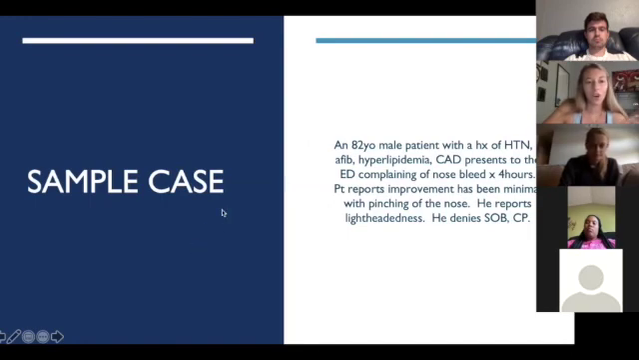So off of that, what kind of assumptions can we make about this patient, or what can we glean from that information, which is very little information, like a lot of nosebleed cases will be?